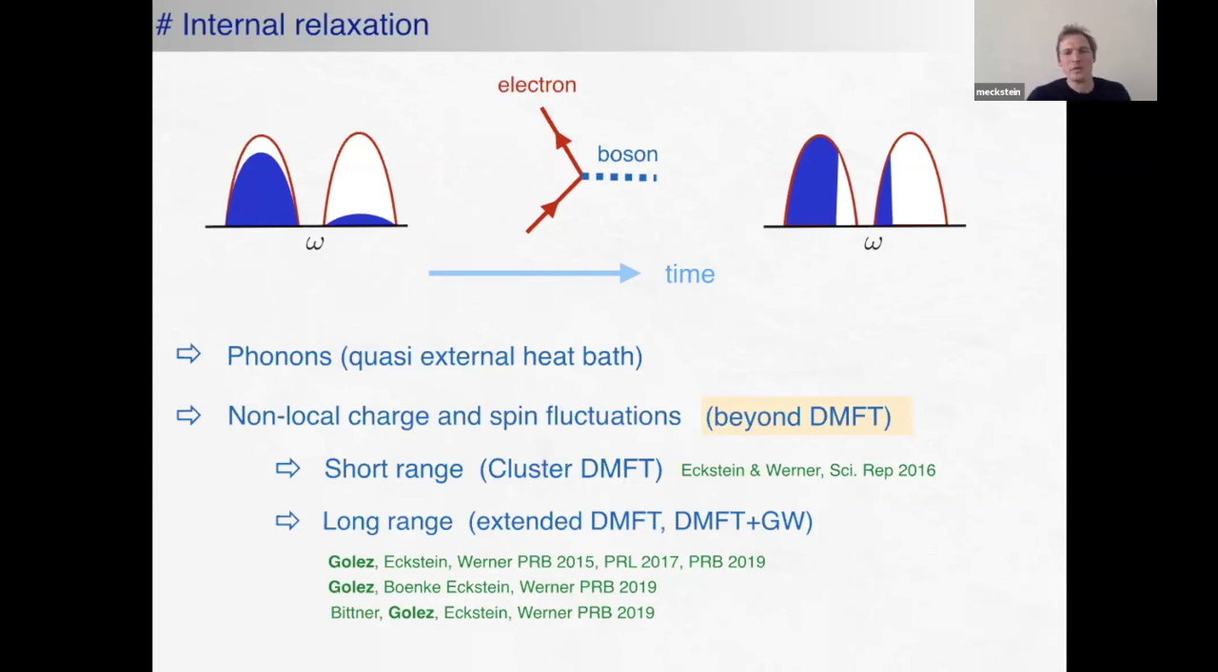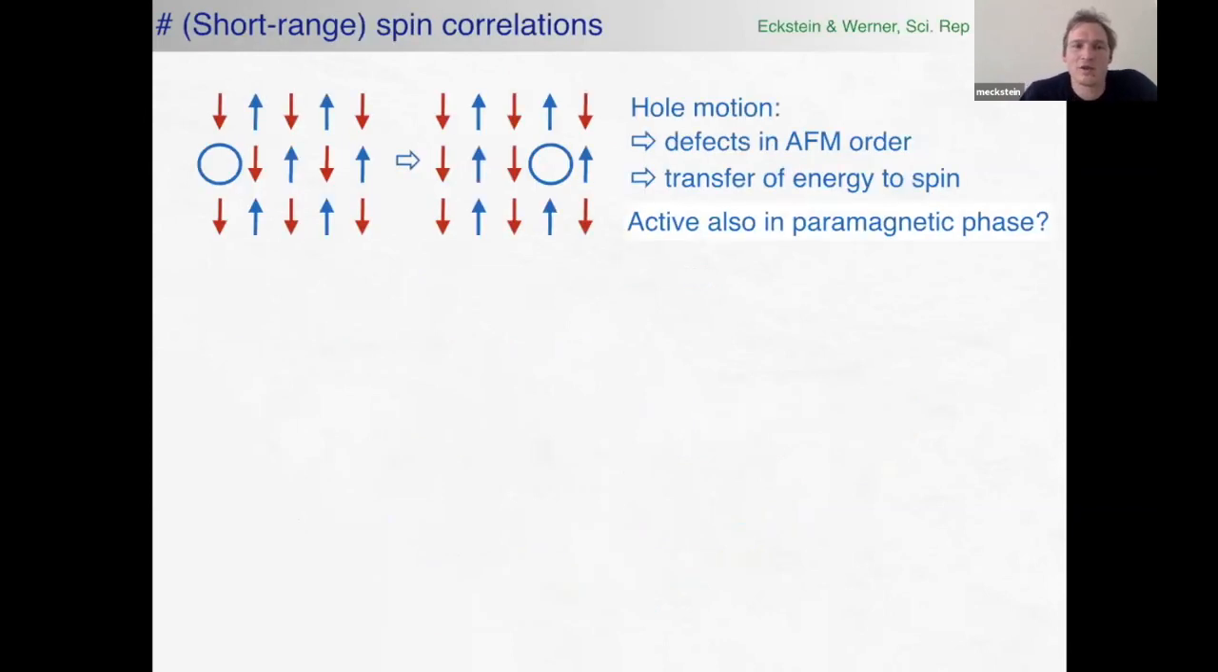So this physics I don't want to discuss in detail, because this is really the interesting short time dynamics that can be studied, like how on short times energy is transferred from the electronic subsystem to other subsystems. But since in this talk I want to focus more on the long time dynamics, I will only briefly discuss one of these two aspects, which is the transfer of energy to these short range spin fluctuations.